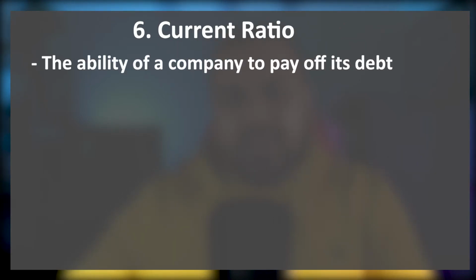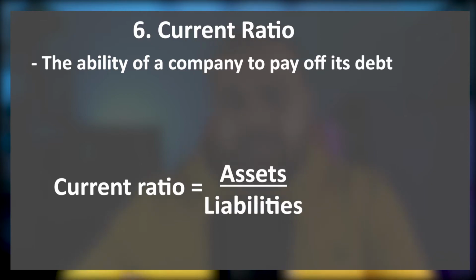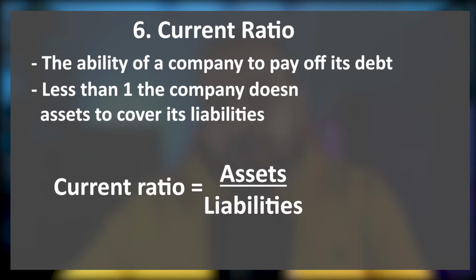So number 6 is the current ratio. For me, this is an important one. The current ratio is the ability of a company to pay off its debt, and it's calculated by simply dividing the assets by its liabilities. And liabilities is all the debt it has. Now, if a company has a current ratio less than 1, it doesn't have enough assets to cover its debts. So for me, that would be a bad thing.